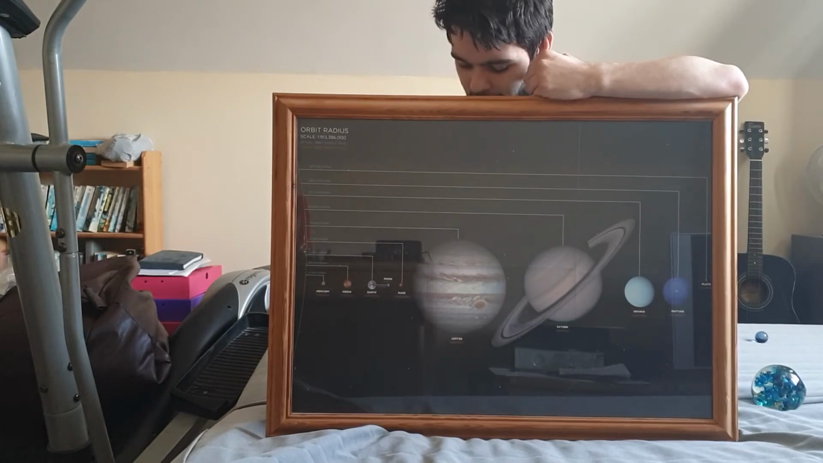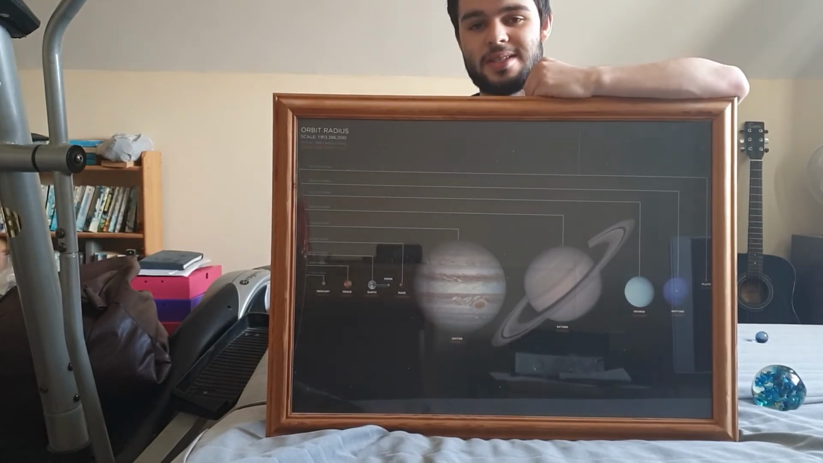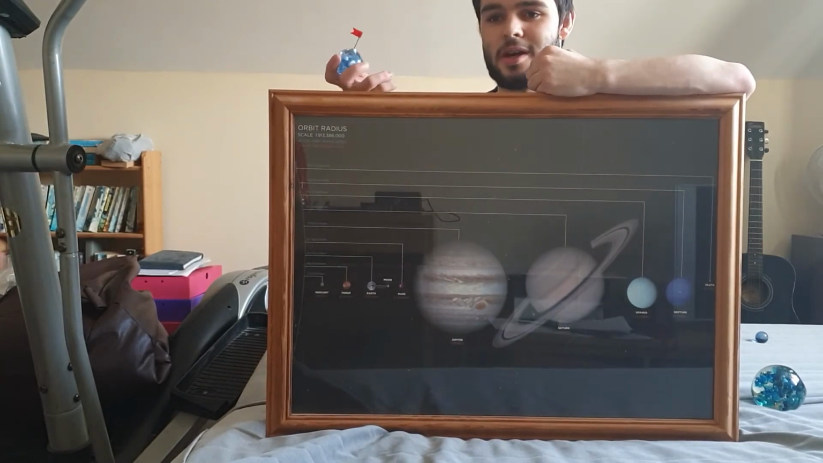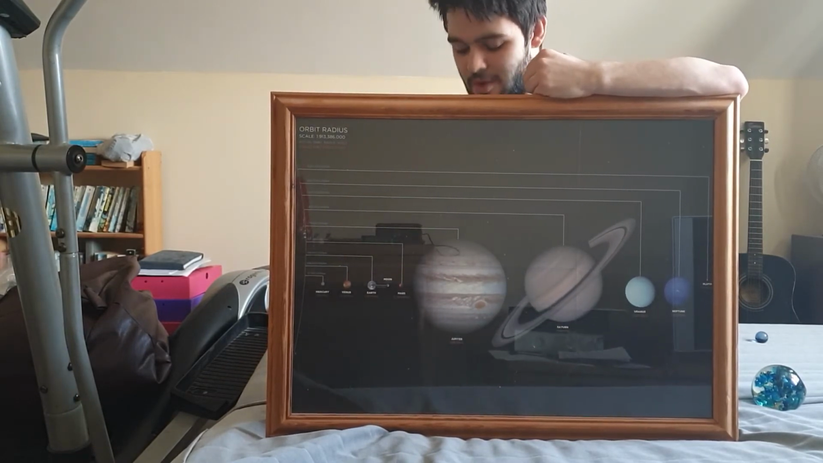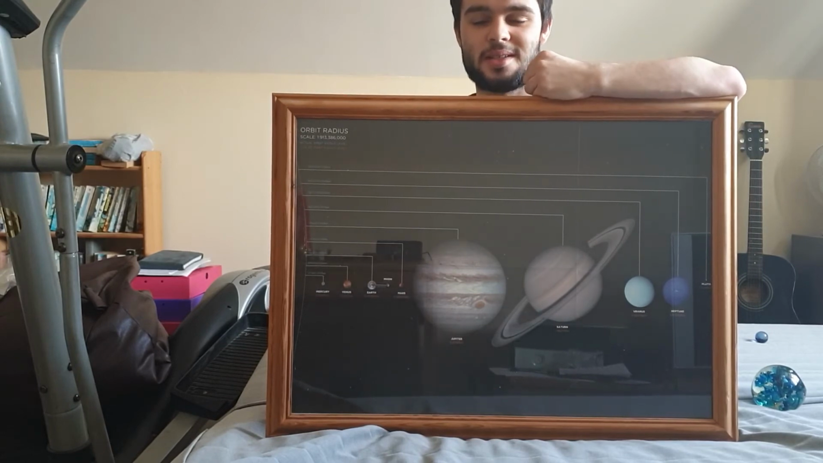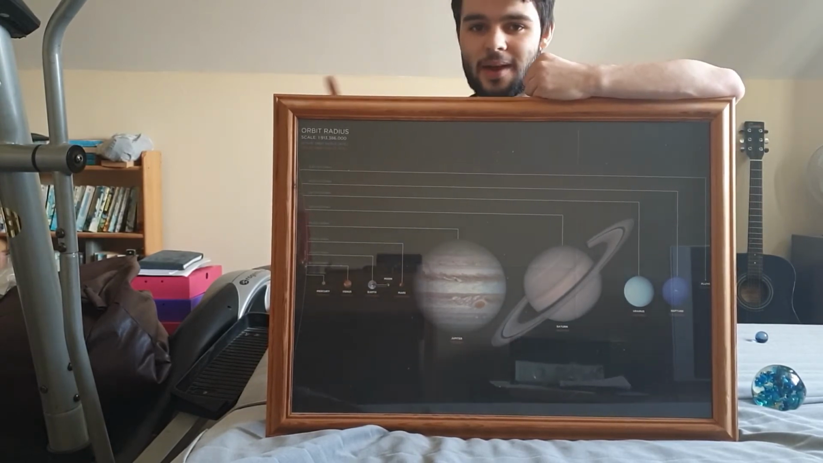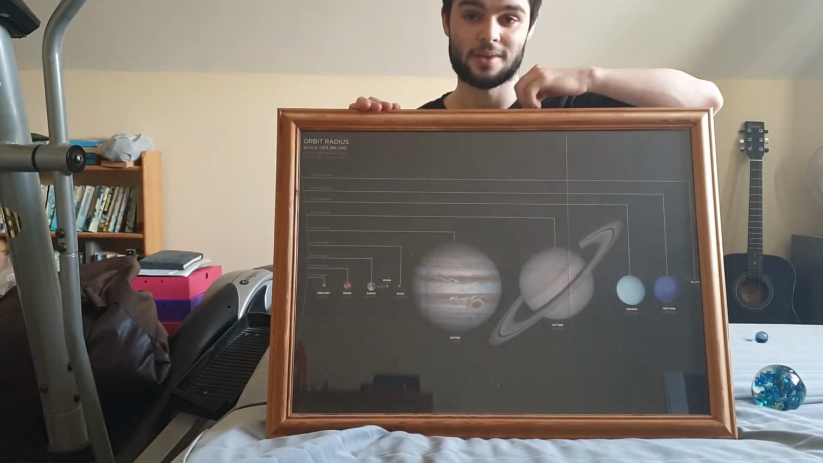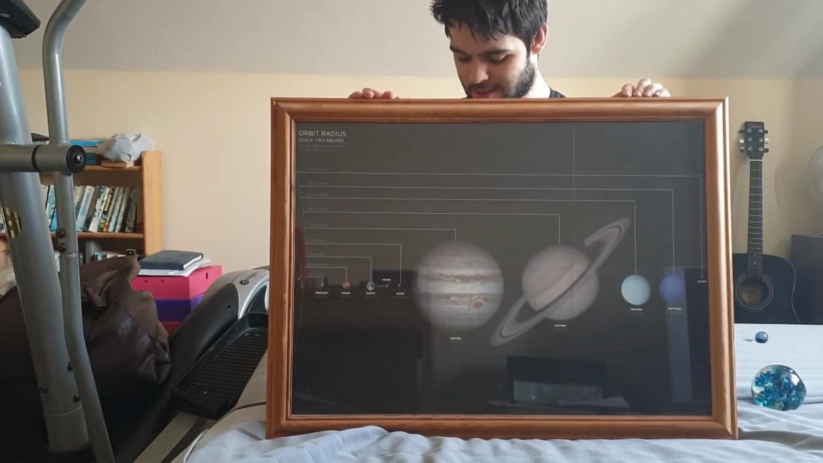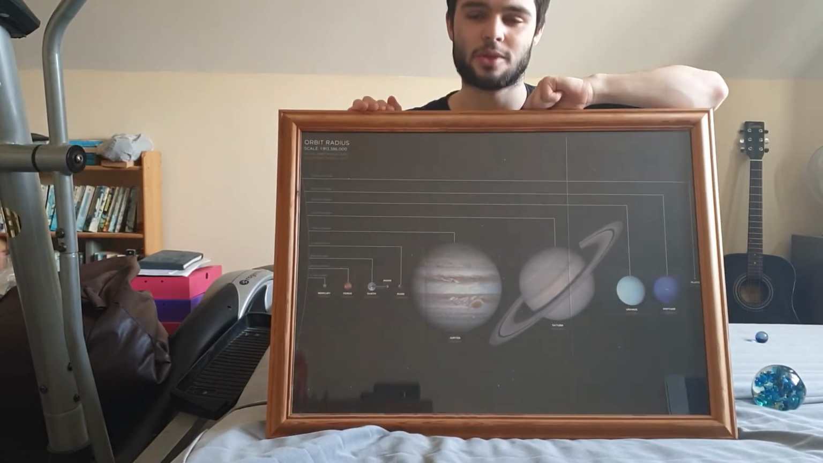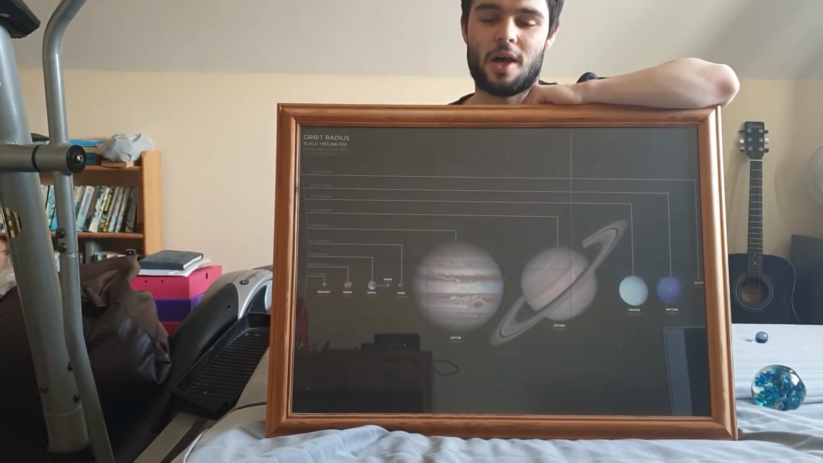So a day on Saturn is only 10 hours long. It only takes Saturn 10 hours to turn around once, which is massive, but it takes it 29 years to orbit the sun once, so to go all the way around the sun. So that's a long time. It's also the last planet that it was possible to be seen from Earth without help.